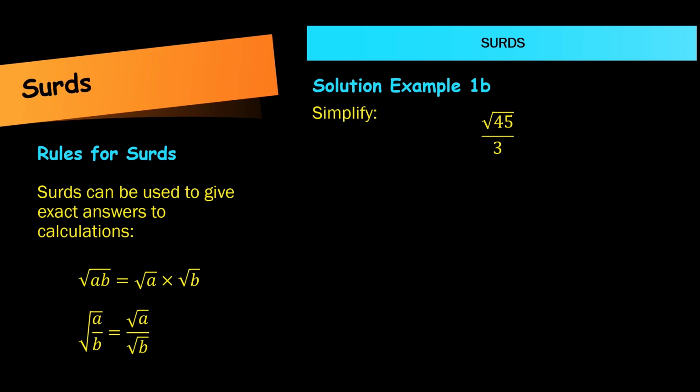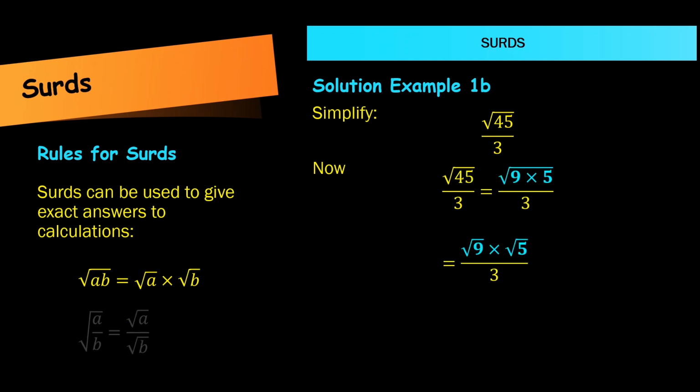Now for example 1b. Simplify the square root of 45 over 3. Again, let's break this down. So 45 equals 9 times 5. And then break it down further: root 9 times root 5 using the first rule. Root 9 is 3. Root 5 remains as it is, and so does the 3 in the denominator, giving us root 5.